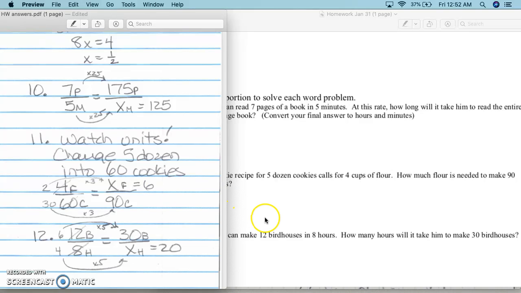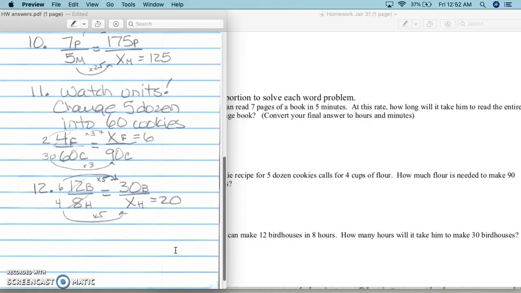The last one was similar to the first. If I make 12 birdhouses in 8 hours, how long will it take for me to make 30 birdhouses? Well, X hours would go down here on the bottom. I reduced 12 over 8 to 6 over 4. And the reason I went to 6 over 4 is because I know 6 times 5 is 30. So 4 times 5 would give me 20. So 20 hours to make 30 birdhouses.